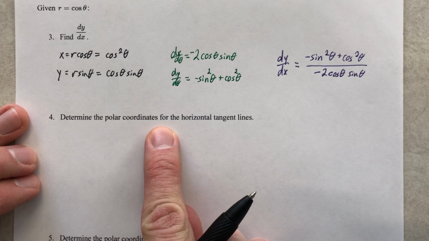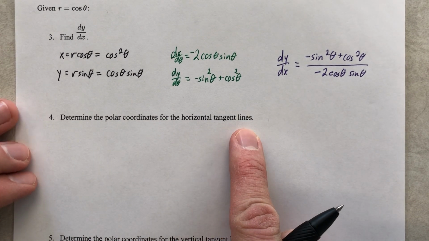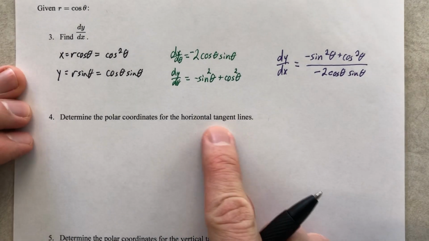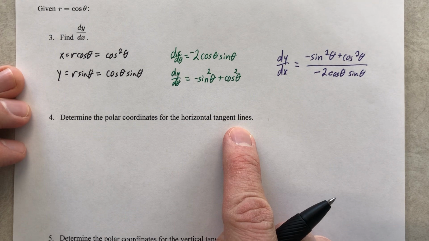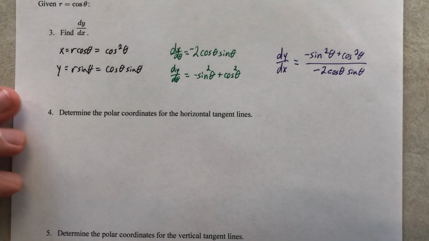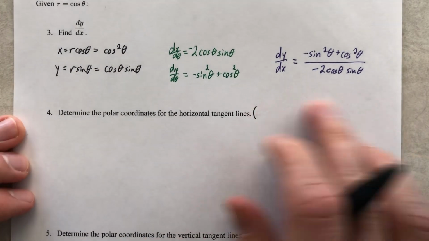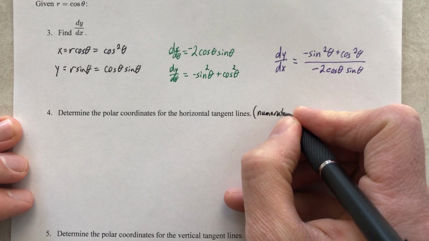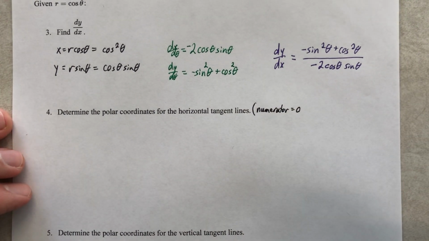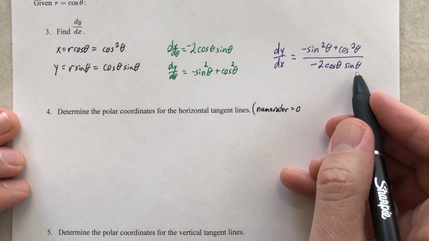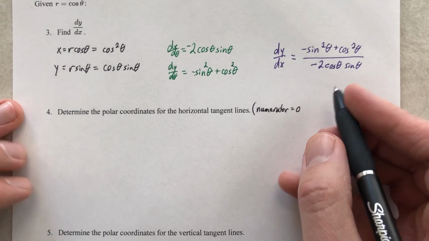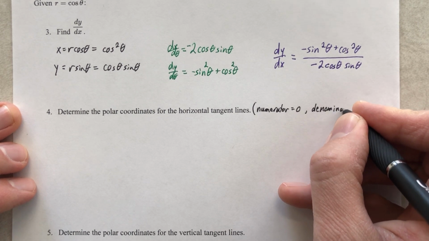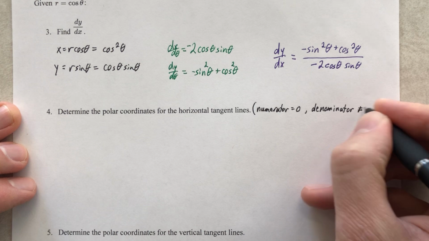Determine the polar coordinates for the horizontal tangent lines. Stop right there. Hold that thought. Where are tangent lines horizontal? Glad you asked. I'm gonna clarify this question over here in parentheses. The numerator equals 0. Now, there's a little caveat to that. The numerator can equal 0, and if the denominator equals 0 too, then you have a hole in your graph. So the numerator equals 0, and I do want to just check, at least in my head, that the denominator is not equal to 0.